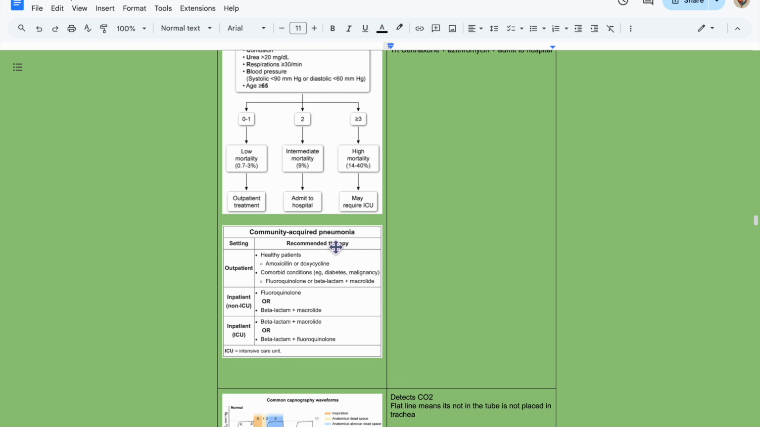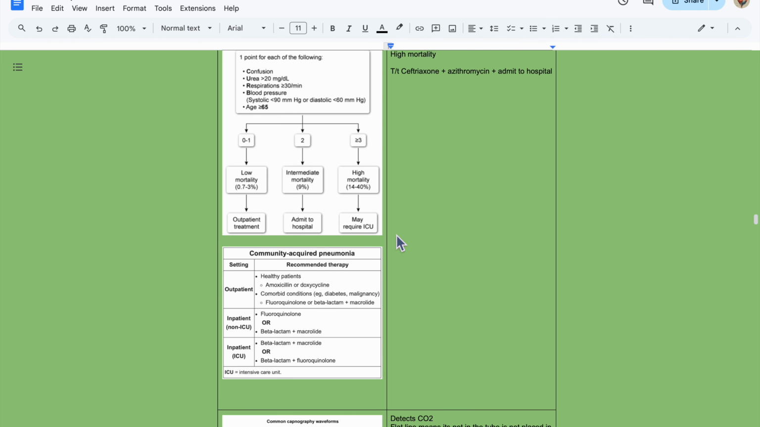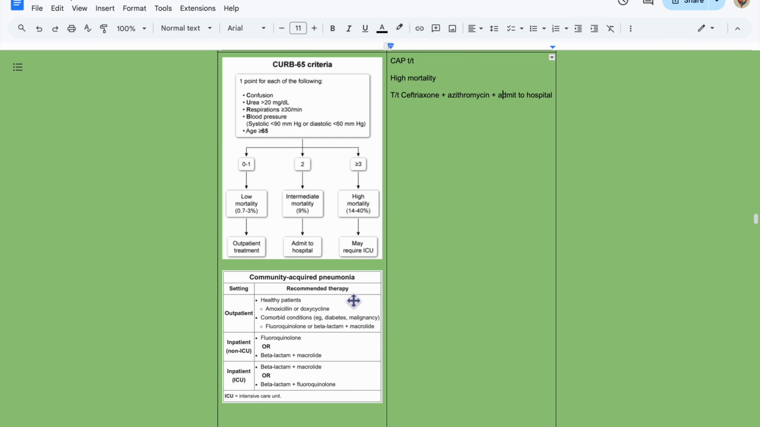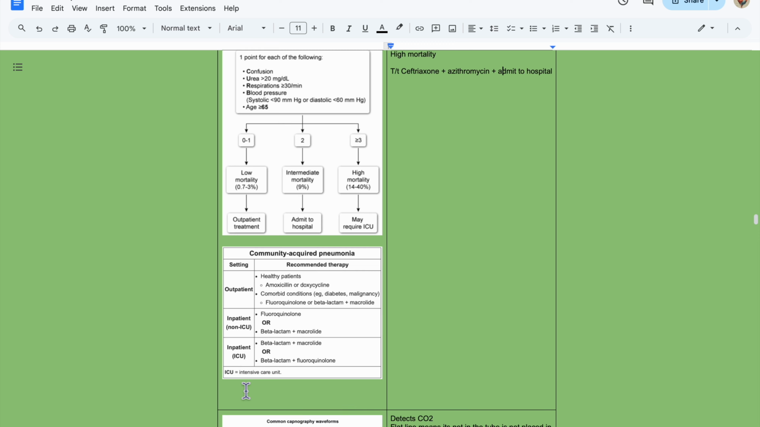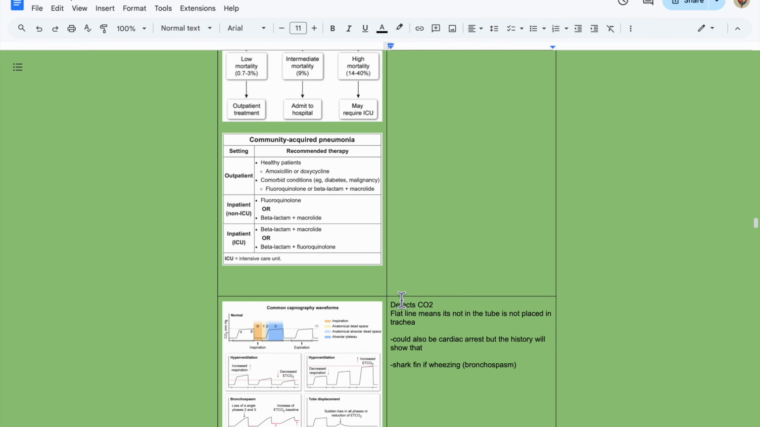Again, recommended therapy and settings. For outpatient, if they're healthy patients, then amoxicillin or doxycycline, one or the other. If they have a comorbid condition, like diabetes or malignancy, then you go with fluoroquinolone or beta-lactam plus macrolide. If it's inpatient but not ICU, then fluoroquinolone again, or beta-lactam and macrolide. And if it's inpatient ICU, then beta-lactam again and macrolide, or beta-lactam plus fluoroquinolone.